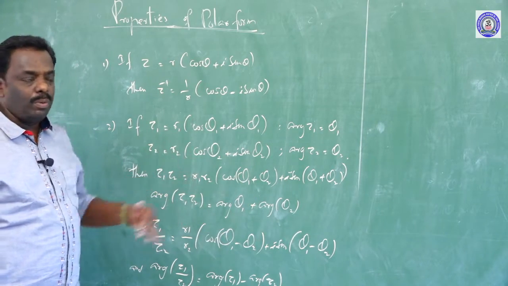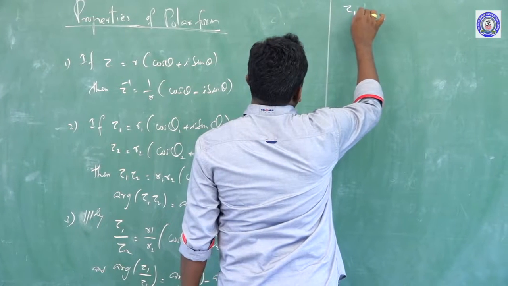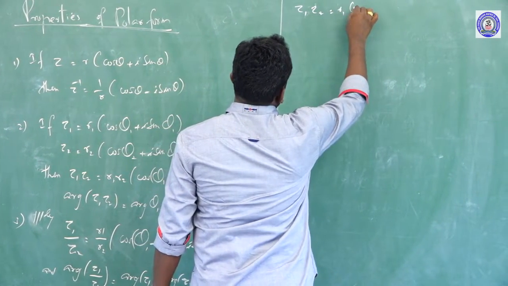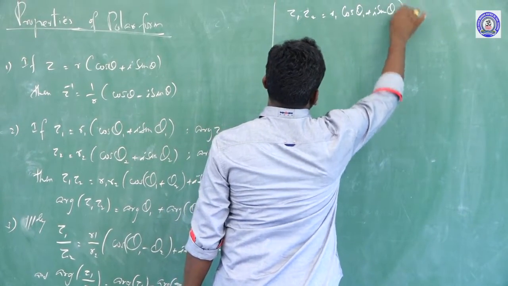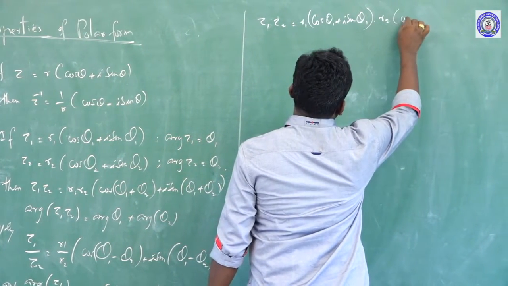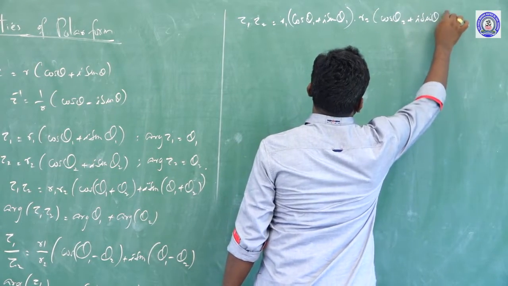So now what we have to do is a proof. We know already Z1 Z2. Z1 is equal to R1 into cos theta 1 plus i sin theta 1, and Z2 is equal to R2 into cos theta 2 plus i sin theta 2.